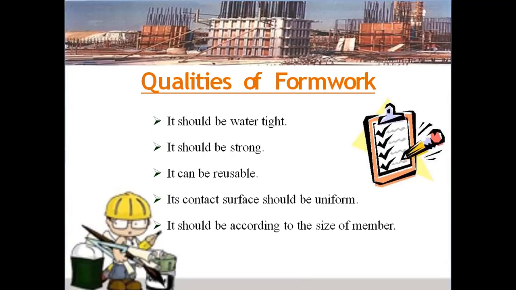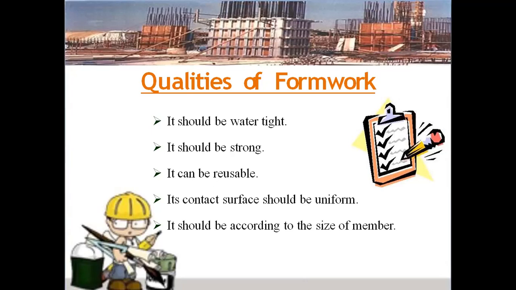When the concrete attains its own strength to maintain the stability of the structure, the formwork can be removed, and the removed formwork can be reused. Its contact surface should be uniform. The contact surface provided by the formwork should be uniform without any undulations, so that the slab or members we are casting are in perfect shape, without any curves or undulating surfaces.